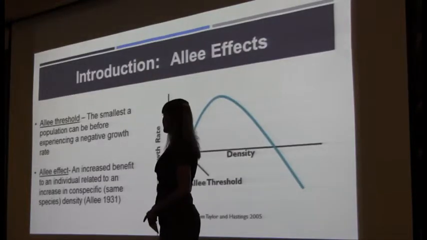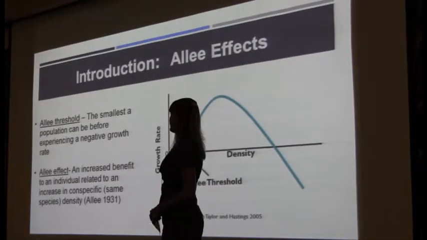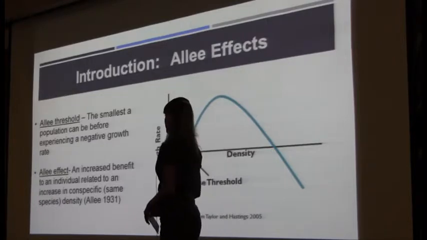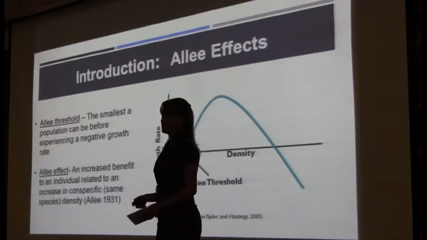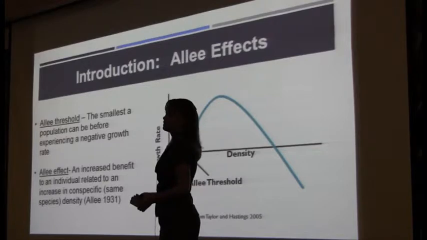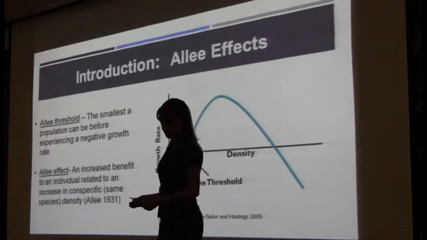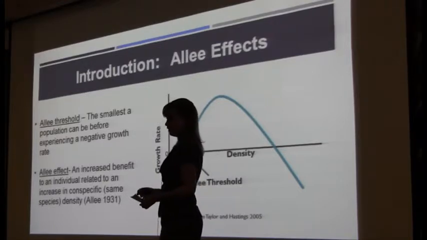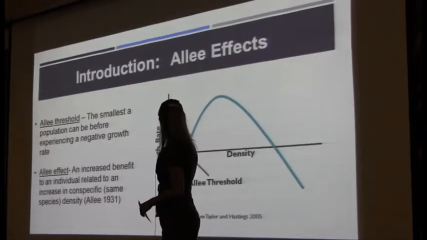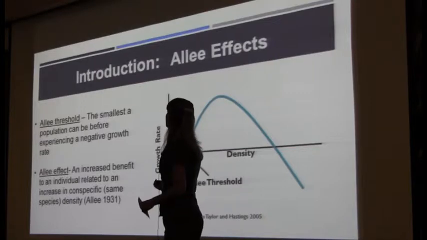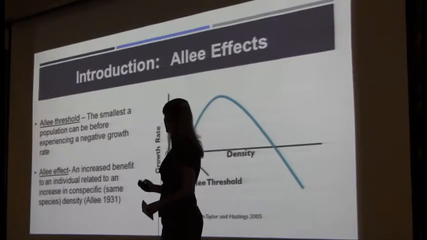So the Allee effect is described as an increased benefit to an individual related to conspecific density. Conspecifics refers to the same species. So this positive correlation leads to an increase in growth at lower densities, shown in the graph here. The Allee threshold is the smallest the population can be before experiencing a negative growth rate.